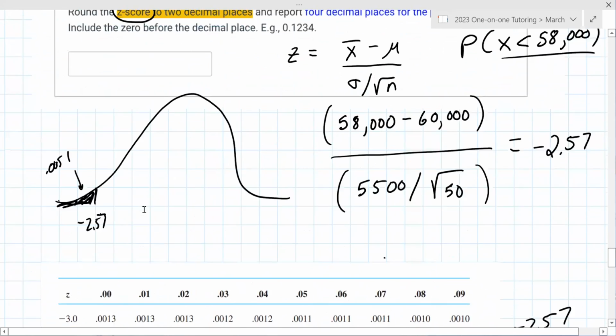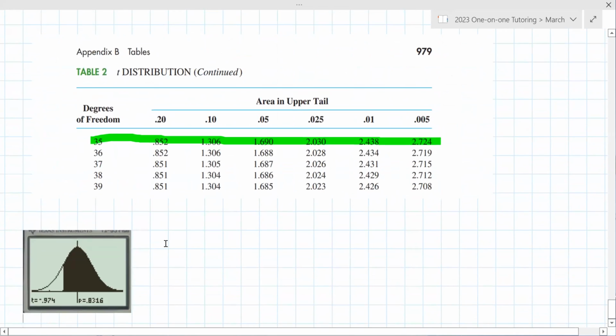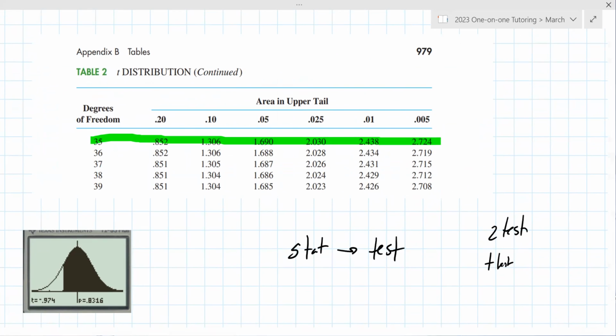And same thing for this one. You can go do a z-test for number 8. So again, how we got there was stat, test, and then you have your options for z-test and t-test. Okay. Yeah. I'll just do that. So much easier.